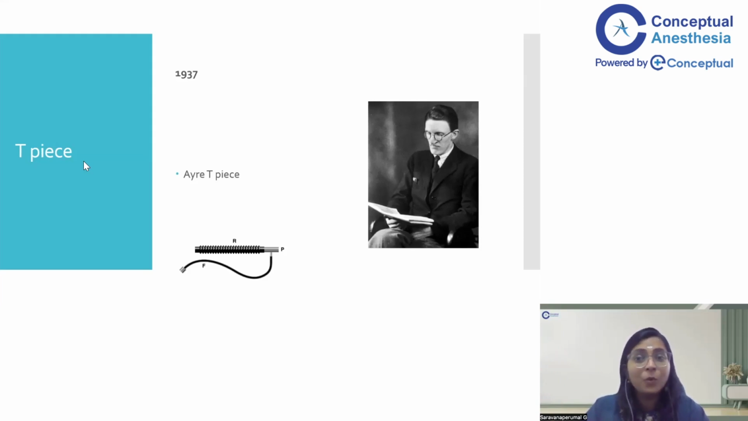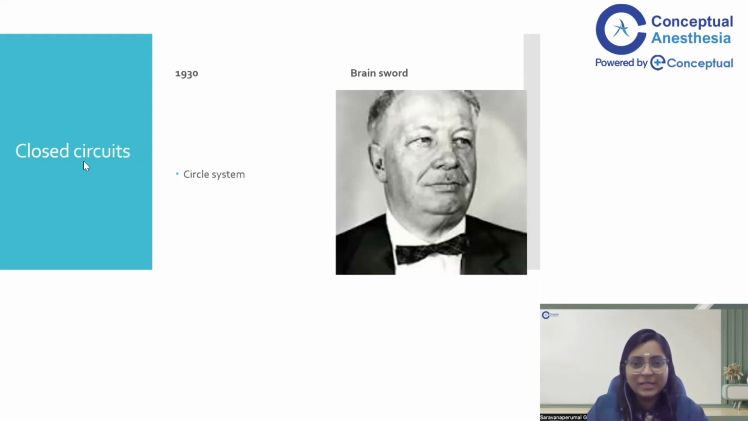And if you read about Ayre, he is a very peculiar person who had a cleft lip and cleft palate himself, and I think he got operated also. He is a very great person who suffered so many personal losses, yet he made this T-piece in a beautiful way to help the pediatric population who would get anesthetized.